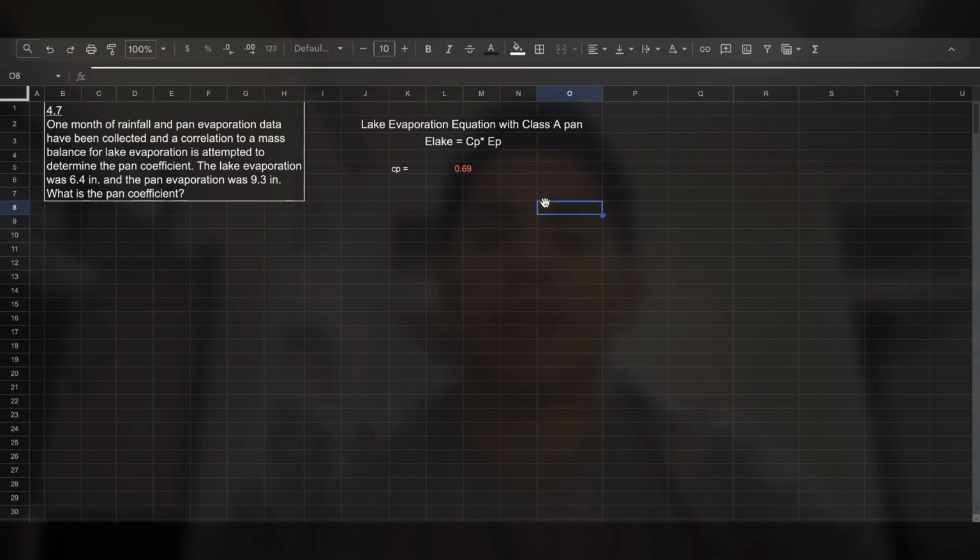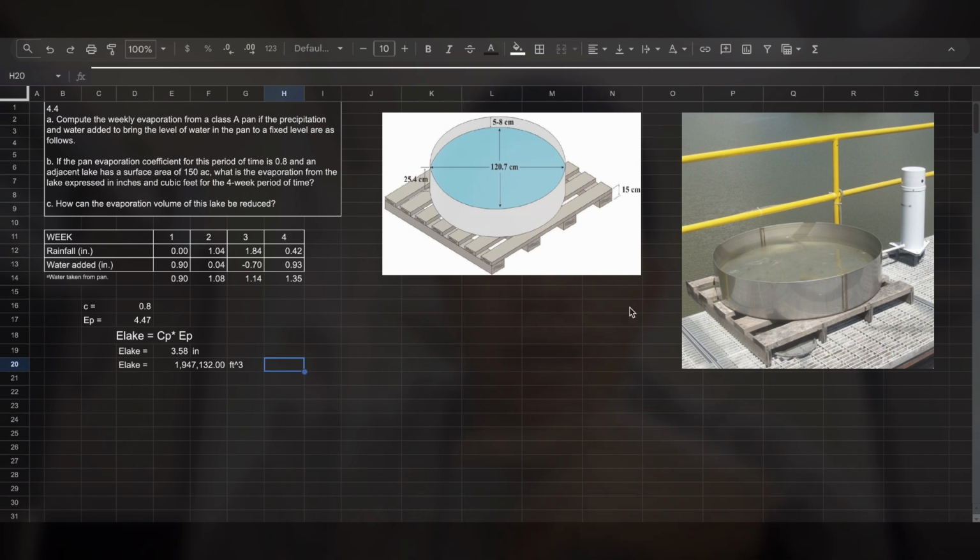And these problems are just a great way for us to get familiar with what the Class A pen is and how it works to determine the evaporation in a body of water.